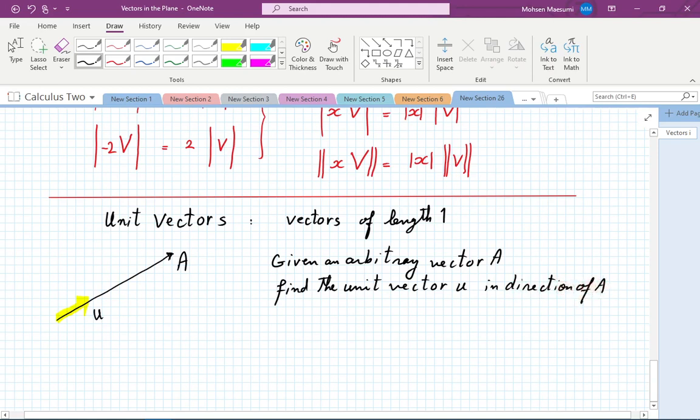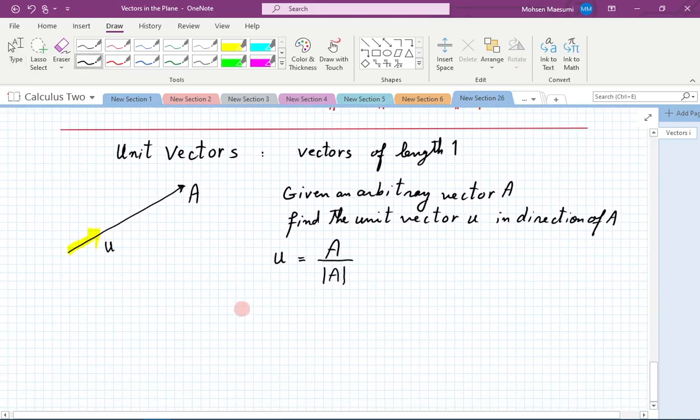Well, it's very simple. If you have A and it is, say, 4 units long, divide it by 4 and then you're going to get u. So what you need to do is to find out first of all how long A is and then divide by that length. You take the vector A, divide it by how long it is, and that's going to be our unit vector u. Of course, A cannot be 0 because then you'll be dividing by 0. Other than that, we have no problem.